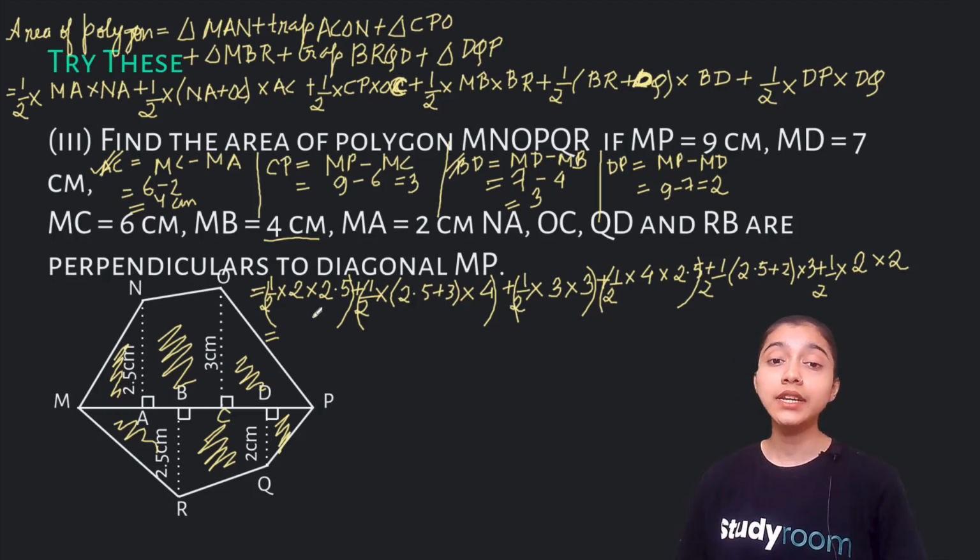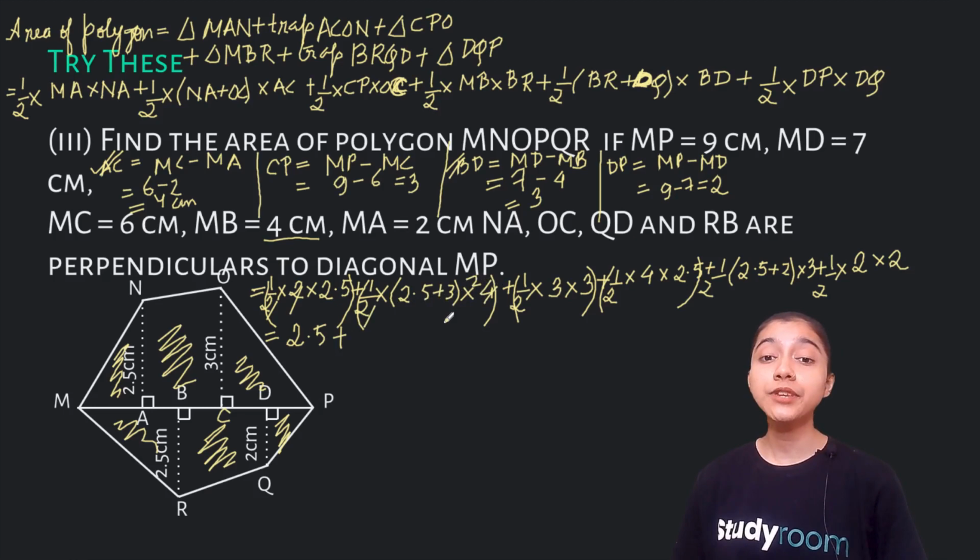Now let's calculate the individual areas, add them up to ultimately get the area of the polygon. So this 2 will get cancelled with 2 and we'll be left with 2.5. Now over here, this 2 will get cancelled with this 4, leaving behind 2. We have 2 into 2.5 plus 3, this is 5.5. When 5.5 is multiplied with 2, it results in 11. Now, over here, we have 3 multiplied with 3. That gives us 9. 9 divided by 2 gives us 4.5.